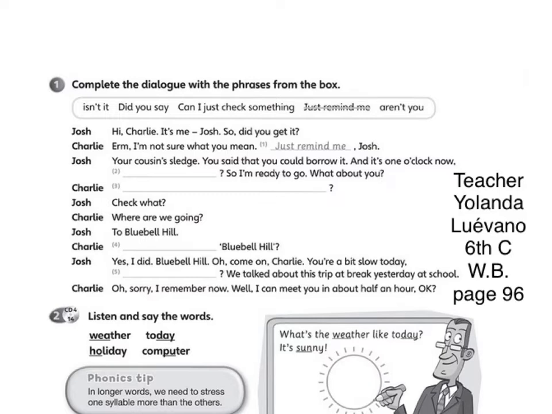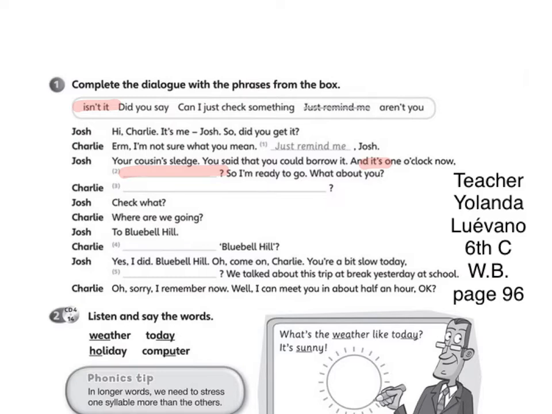Let's do it. So let's choose different colors for our exercise so we can find it. Josh says, hi Charlie, it's me, Josh. So, did you get it? I'm not sure what you mean. Just remind me, Josh. Your cousin's sledge. You said that you could borrow it, and it's 1 o'clock now. The answer should be something to do with this word. I'm going to highlight it. And it's 1 o'clock now. So the answer here should be, isn't it?